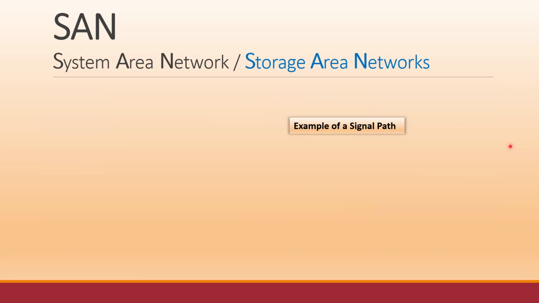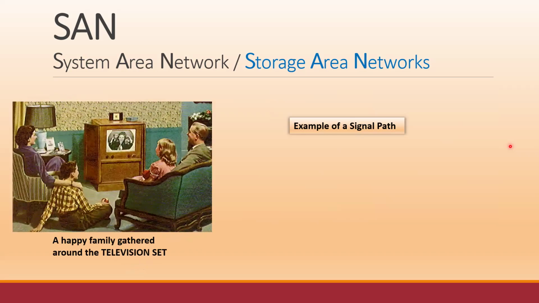Example of a signal path for the consumer level. Here is a happy family gathered around a television set, all dressed up, and they're watching television programming. How is the signal being transferred to them?